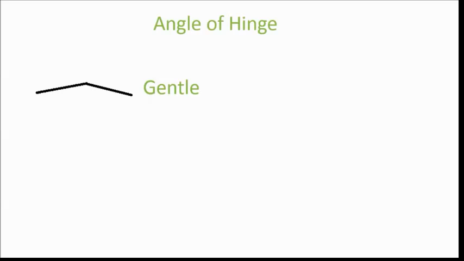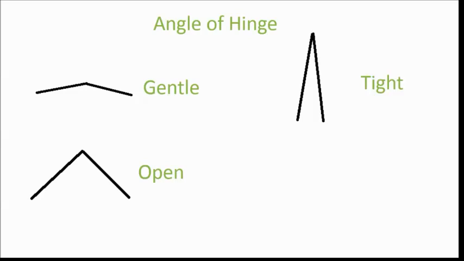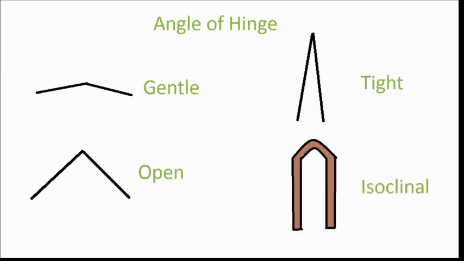We can also describe parts of a fold by the angle of hinge. There are 4 different types you can see in the diagrams here. A gentle angle, an open angle which is regarded as 90 degrees or more, a tight angle which is regarded as 20 degrees or less, and an odd shape there, an isoclinal, which is where we have beds that are parallel to each other.